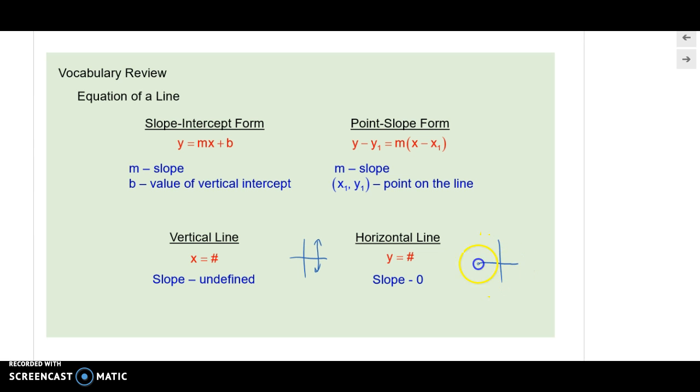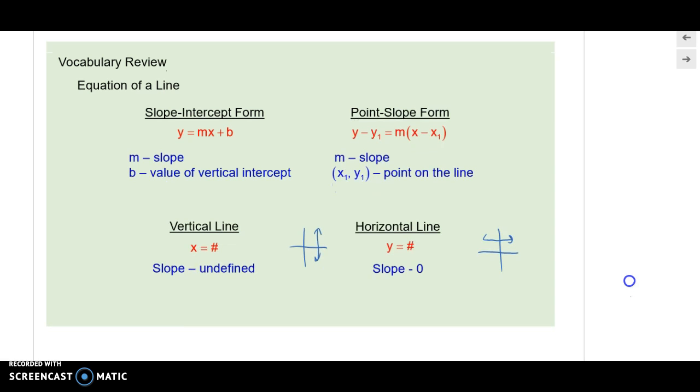Versus a horizontal line, if we're in the standard xy plane, it's y equals something. But again, whenever a vertical coordinate equals a number, that's a horizontal line. And the slope is 0.